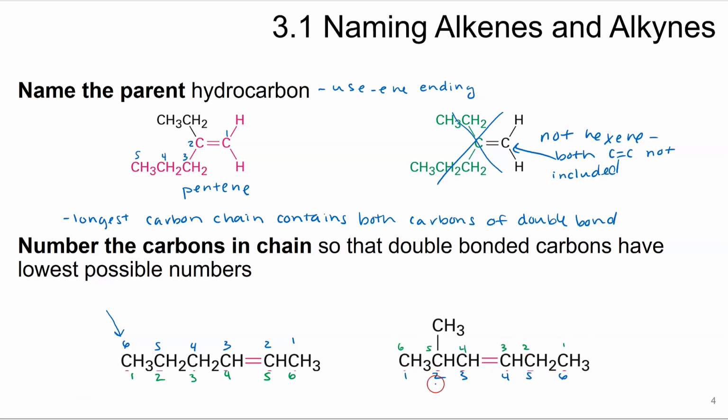In this case, if we number it from left to right, we get the double bond starting at 3. If we number it from right to left, the double bond still starts at 3. So in that case, you would think that it would be the same either way, but you want to think about the substituent here and giving that the lowest numbering. So the 1, 2 direction would be the lowest numbering here.